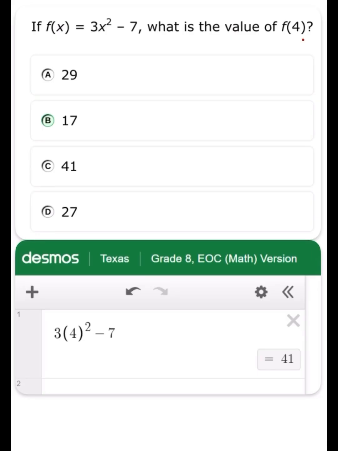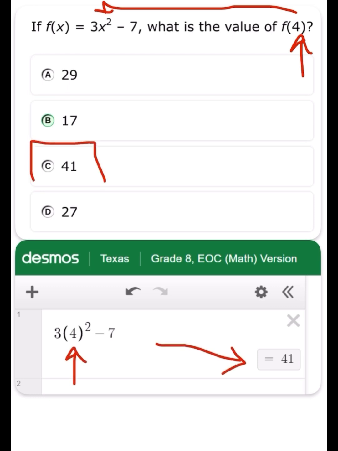Determine the function value when x is equal to 4. Always enclose the number in parentheses to evaluate. The function value is 41 when the x value is 4. The correct answer choice is C.